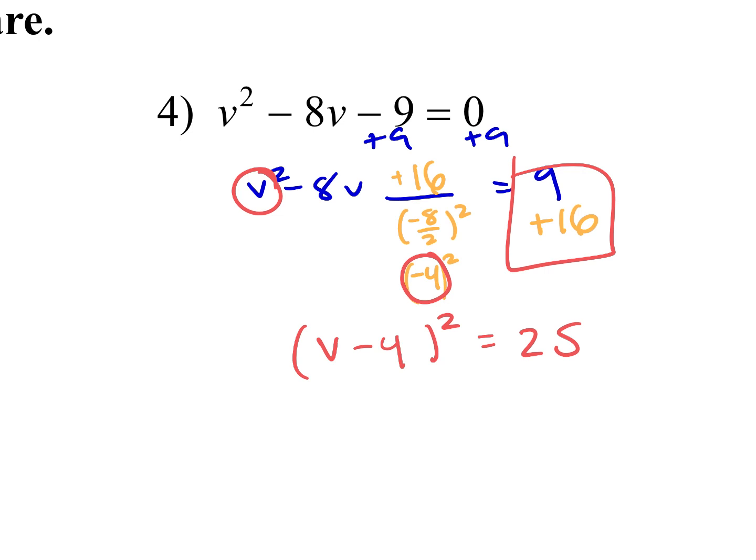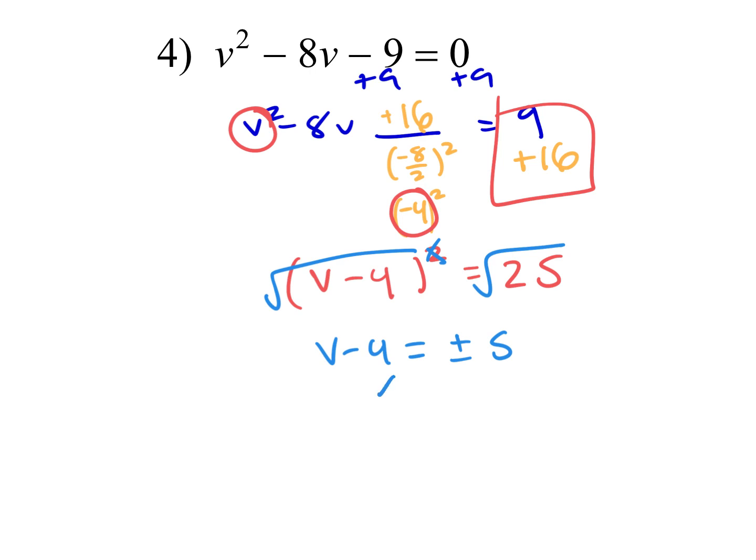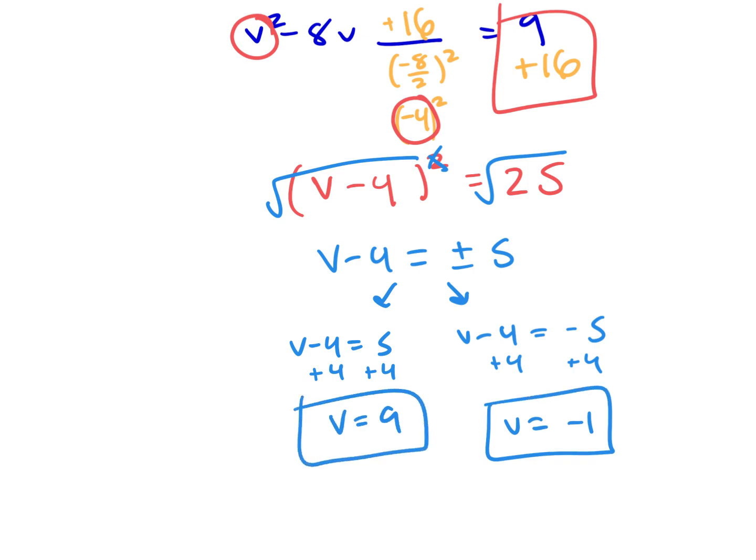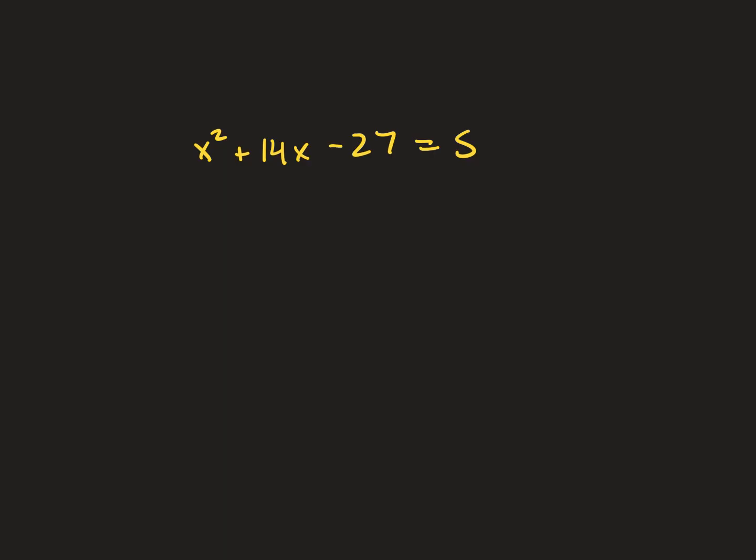What do I do next? Perfect, square root it. So I have v minus 4 is equal to? Plus or minus 5. And then what should I do? Split it into 2 equations. So v minus 4 is equal to 5, and v minus 4 is equal to negative 5. And then we add 4. So v is equal to 9, and v is equal to negative 1. Good job. All right, I'm going to do an extra completing the square one.